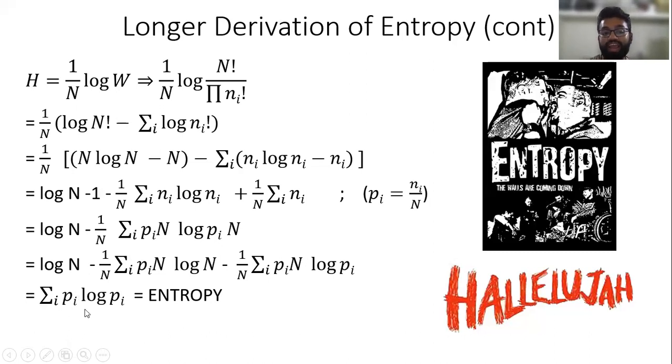So the entropy is the negative summation of p_i log p_i. And yes, this is a negative sign over here, folks. And that is the entropy.